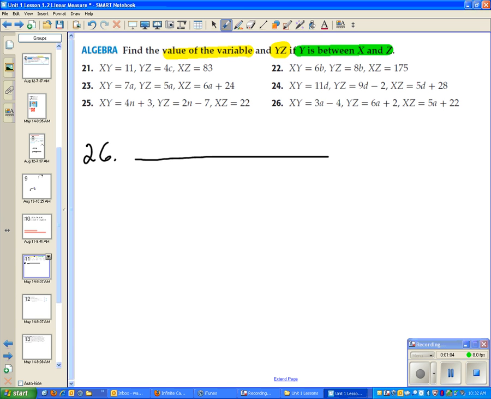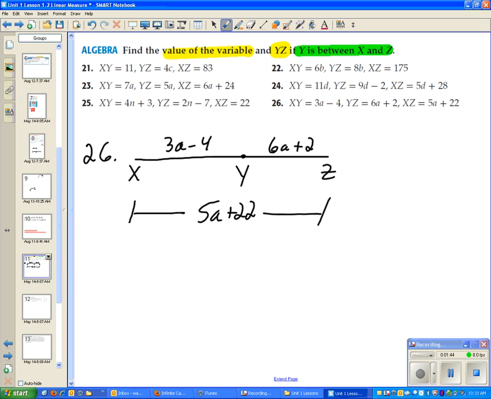So if Y is between X and Z, let's put X at one end, Z at the other, and then Y somewhere here between them. And then we label the information that they give us. So the length of XY is 3a minus 4. So I'll label that as 3a minus 4. The length of YZ is 6a plus 2. And the length of XZ is 5a plus 22. So start at X, go all the way to Z, and that's 5a plus 22.